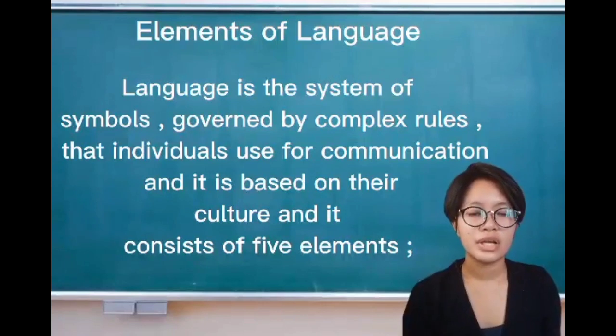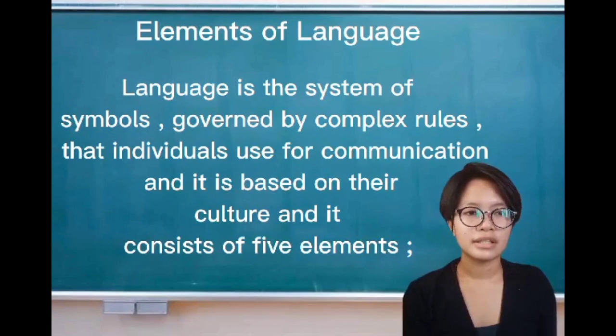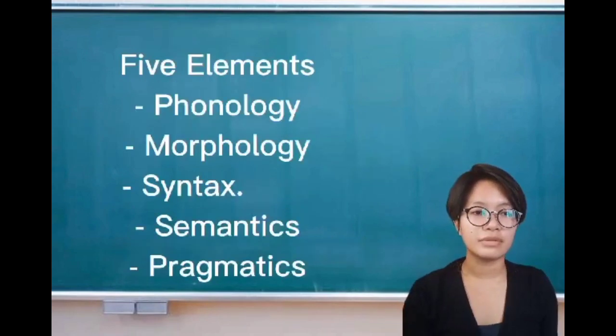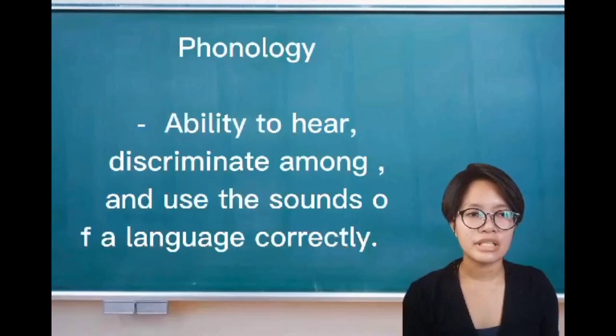Elements of language. Language is a system of symbols governed by complex rules that individuals use for communication, and it is based on their culture. It consists of five elements: phonology, morphology, syntax, semantics, and pragmatics. Phonology is the ability to hear, discriminate among, and use the sounds of language correctly.